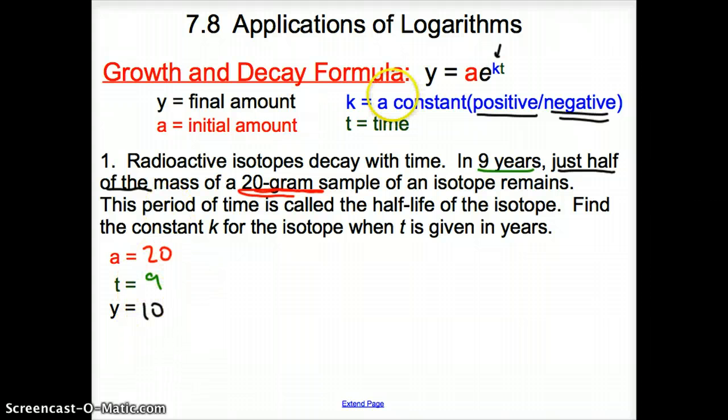So now I'm going to plug all my variables in here. So I have 10 equals 20, and then my Euler's number, my constant here, is just going to be e. We have that number in our calculator. We do not know our k because we are looking for k, and then times 9, those are exponents. Let's clean this thing up. We want to get e by itself, correct? So we're going to divide by 20 on both sides to get 0.5 equals e to the 9k.